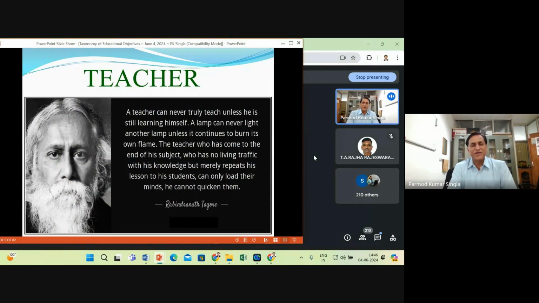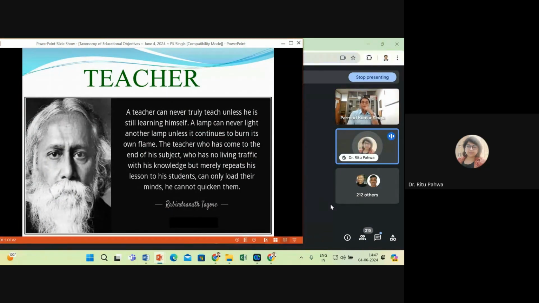And this is one of my very favorite quotes, again by Rabindranath Tagore. A teacher can never truly teach unless he is still learning himself. A lamp can never light another lamp unless it continues to burn its own flame. The teacher who has come to the end of his subject, who has no living traffic with his knowledge, but merely repeats his lesson to his students, can only load their minds. He cannot quicken them. Self-learning is the key to success for a teacher.